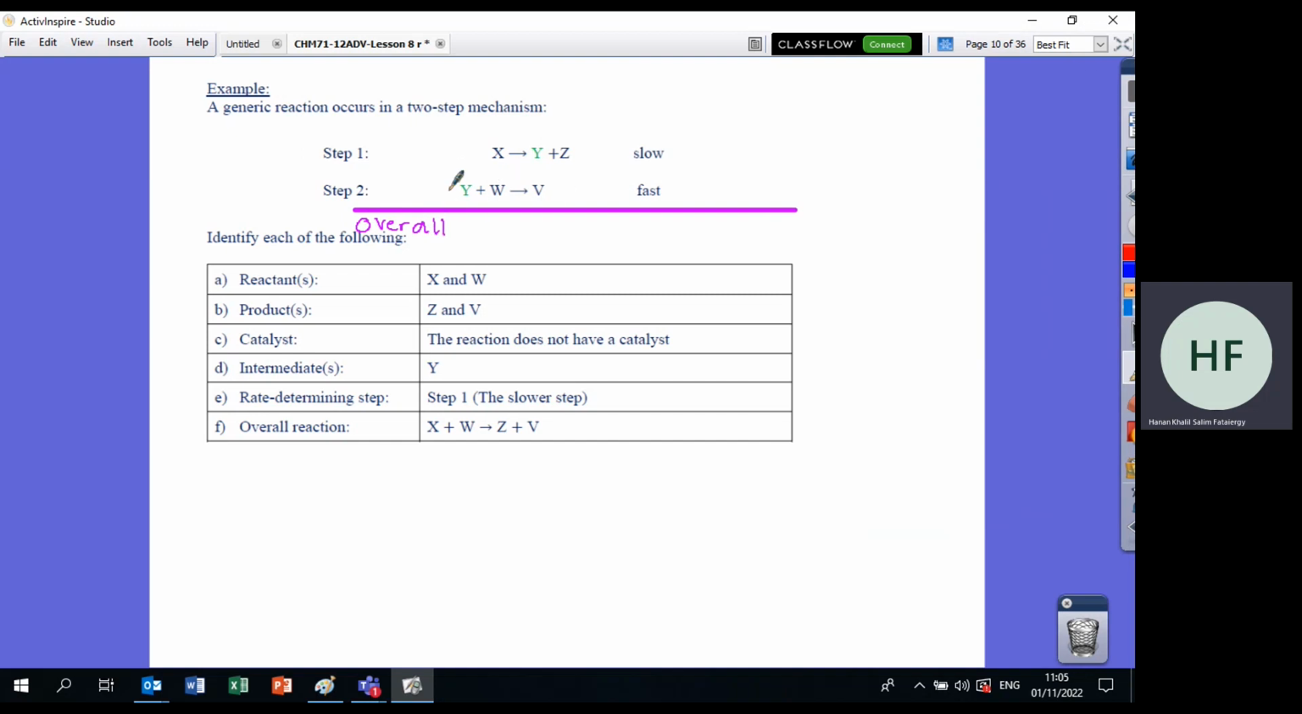Before you add, cancel the similar things. What should be cancelled? Of course Y and Y should be cancelled. Anything else? No. So what is left here in the reactant side? X plus W. In the product side, Z plus V. Now if I ask you, what is the intermediate? Y. What are the reactants? X plus W. What are the products? Z plus V. Which step is the RDS, the rate determining step? Of course we agreed that the rate determining step is the slow step. So it is step 1.